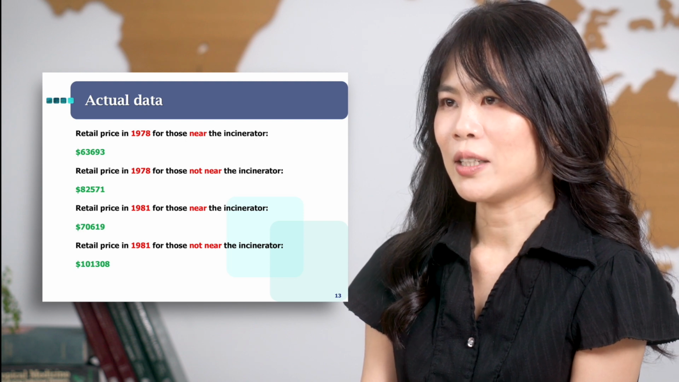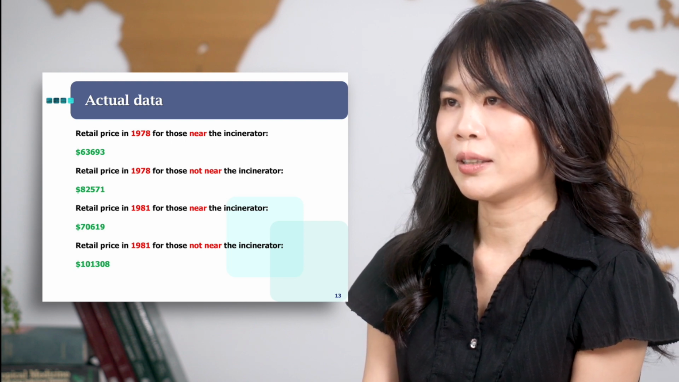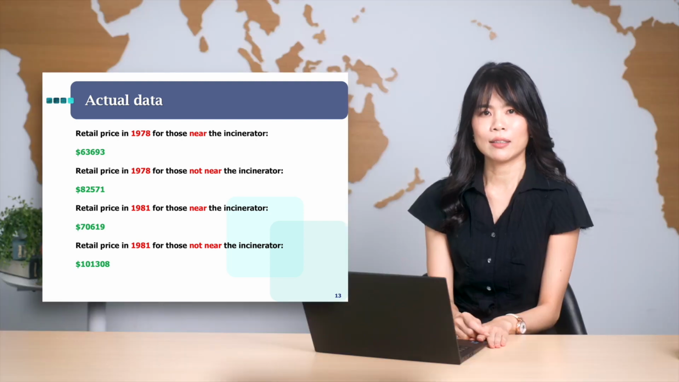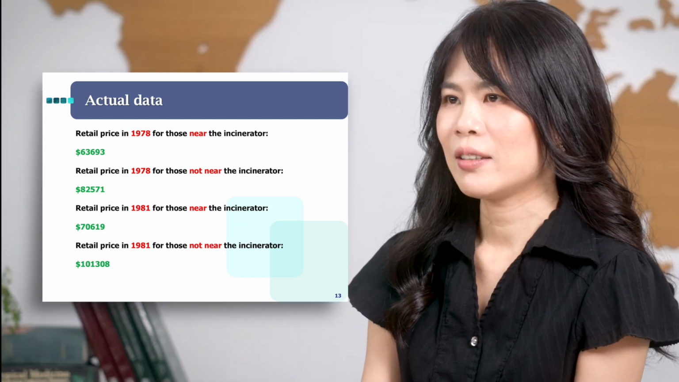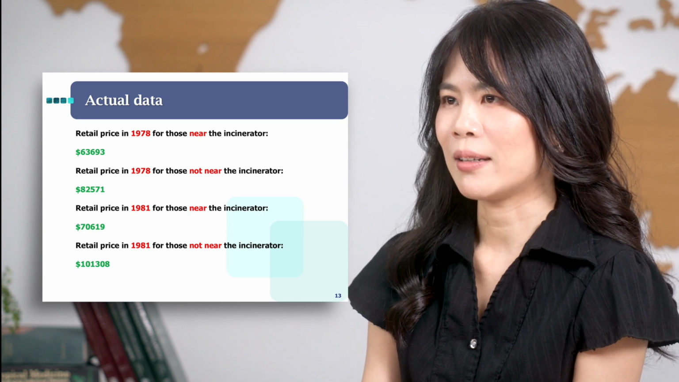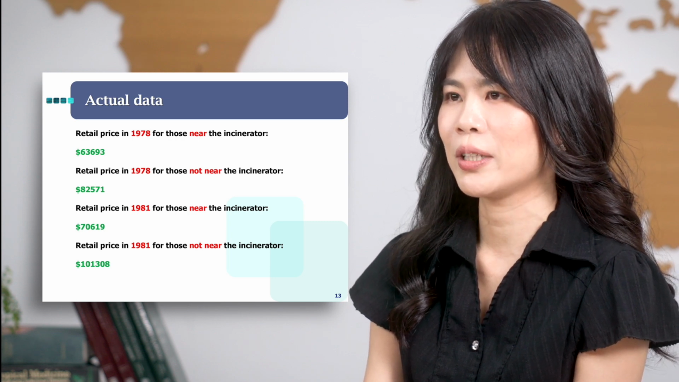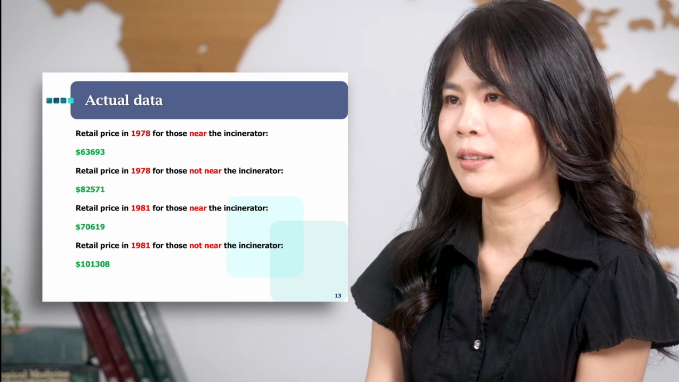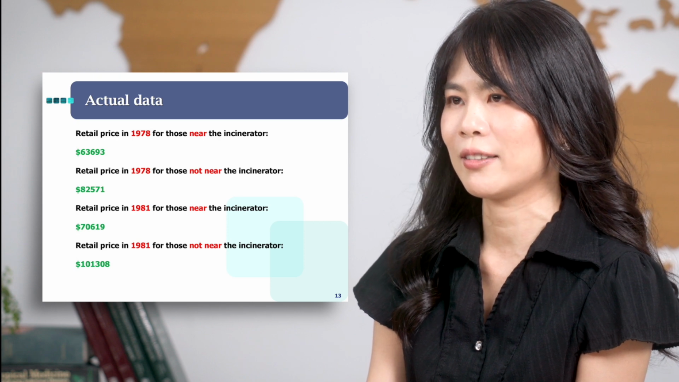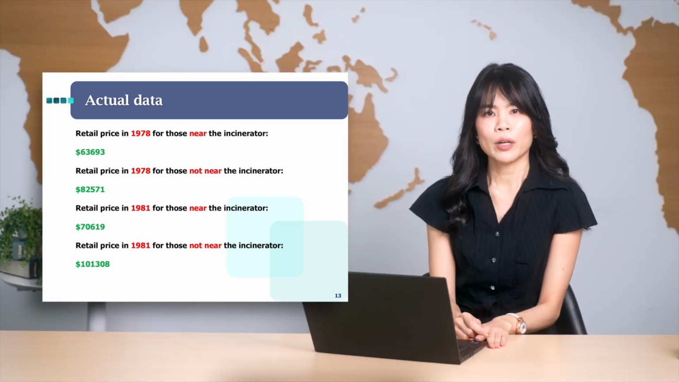Retail price in 1981 for those near the incinerator was $70,619, and the retail price in 1981 for those not near the incinerator was $101,308. We see the retail price for houses near the incinerator was lower compared with those that were far from the incinerator. However, this difference, which was 101,308 minus 70,619, is not the true incinerator effect for two reasons. First, as we mentioned before, there were pre-existing differences for the two groups in the first place. Second, this difference may well be due to the time trend over the 3 years.